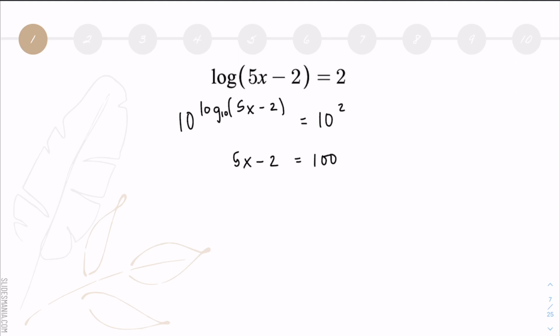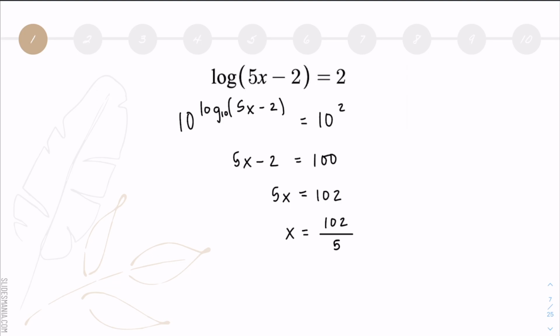And now we can solve the equation. We just have 2 steps left. We start by adding 2 to both sides. And then we can divide both sides by 5. Now I'm just going to leave that as a fraction since 102 is not divisible by 5. You could also convert that to a decimal if you want. But that's the solution here, 102 over 5.